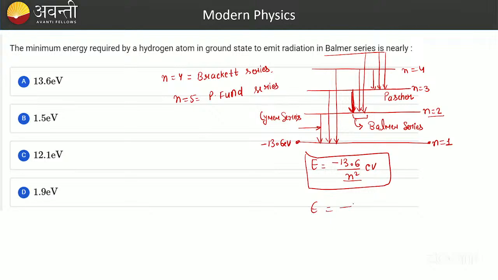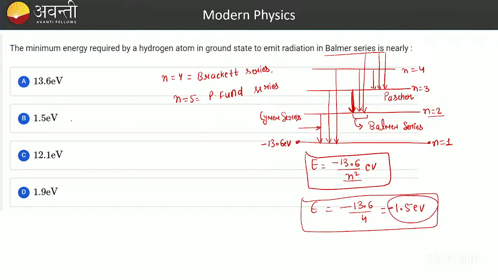So when we put n equals 2, this will become 4, and this comes out as approximately minus 3.4 electron volt, which is a negative energy. Negative energy means that whatever the electron is revolving in this state is stable, because energy is negative. So to remove that electron, or to make the radiation in that particular series, we need at least this much amount of energy, which is minus 1.5 electron volt. The opposite, which will be plus 1.5 electron volt.